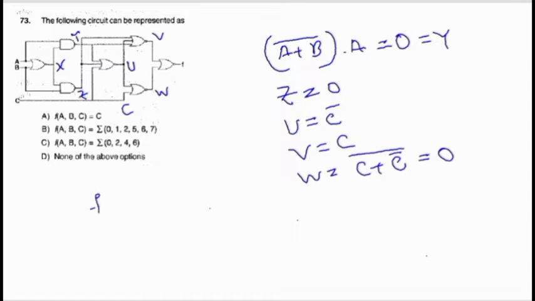So what will be the value of F? F is c bar plus 0, not c bar, c plus 0 whole bar. So it will be c bar ultimately. So what will be the option? F is c bar, meaning F(A,B,C) is actually c bar.